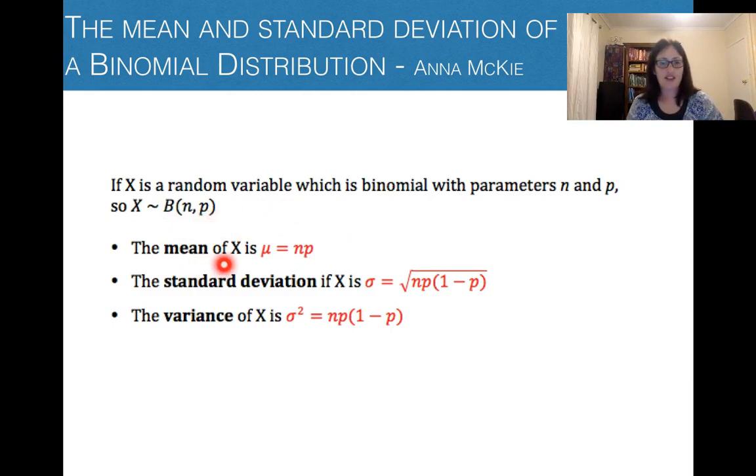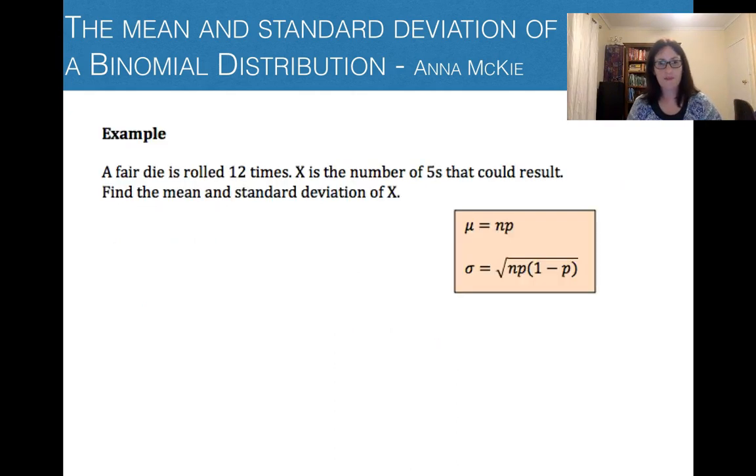And so here's our technical definition. The mean of that distribution is n times p. Our standard deviation is this, and variance, which is standard deviation squared. So just doing one example here. If we have a die and we roll it 12 times, and x is the number of 5s that could result, we need to state the mean and the standard deviation of x.